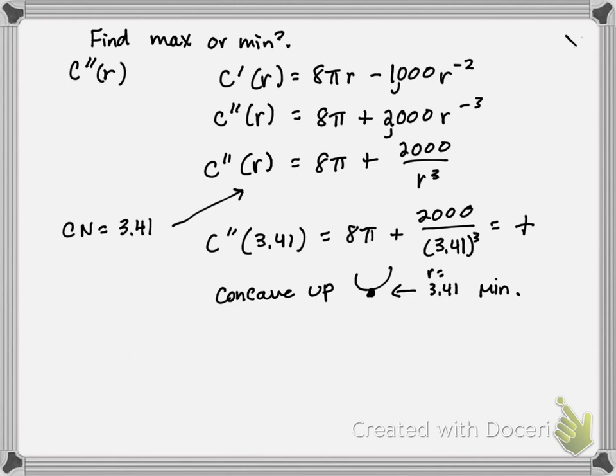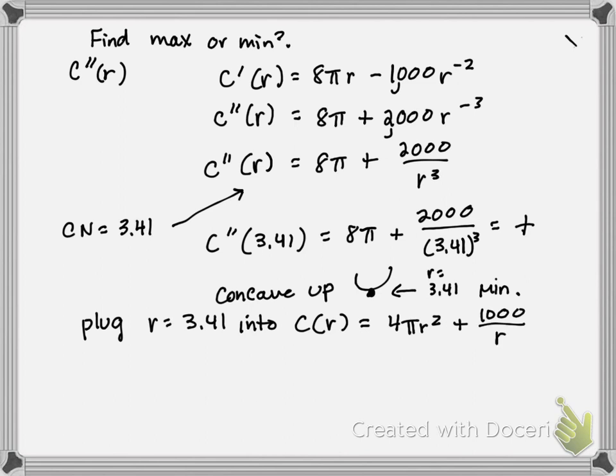All right, so now that I have that, I just need to know what the cost of the can is going to be. So now I'm going to plug r equals 3.41 into the original cost function. The original cost function was 4 pi r squared plus 1,000 over r. That was the original problem. So if I evaluate the original problem at 3.41, I get 4 times pi times 3.41 squared plus 1,000 over 3.41.